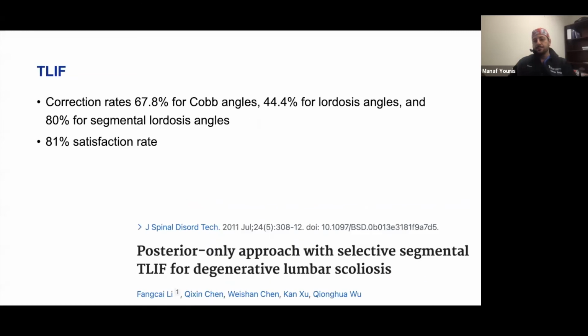Lee et al. retrospectively reported on 46 patients who underwent TLIF for the treatment of degenerative scoliosis. The correction rate in this study was reported as 67% for Cobb angles, 44% for the mean lordosis angles, and 80% for the mean segmental lordosis angle. This study also reported a satisfaction rate of 81%.